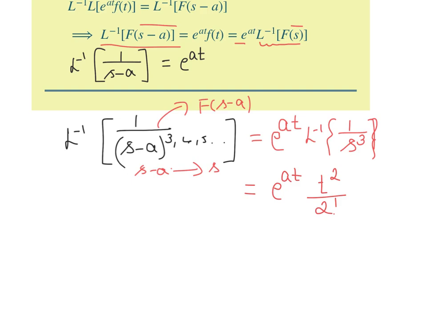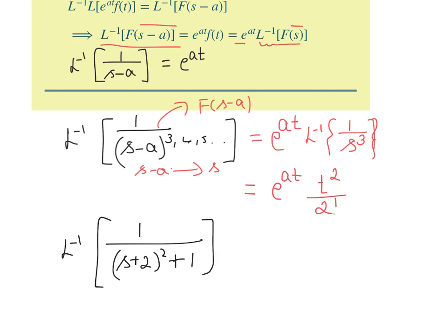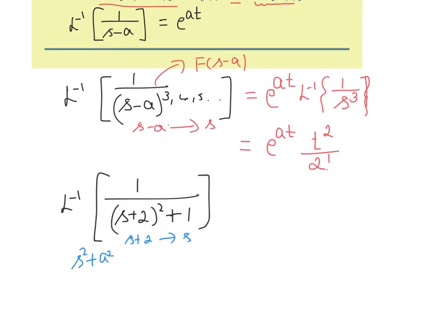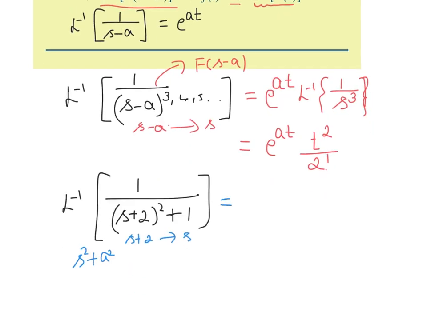Similarly, let us discuss another example: inverse Laplace transform of 1 by s plus 2 whole square plus 1. See, here also when you shift s plus 2 to s, we get the standard format of s square plus a square. Therefore, we have to shift. Here we can apply the shifting property. I am explaining when to apply the shifting property. I will come to the procedure of completing square when we solve the problem.